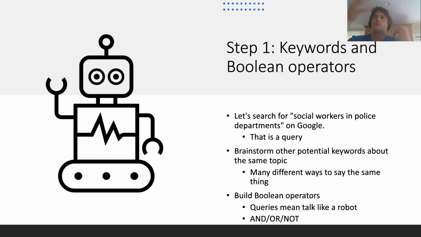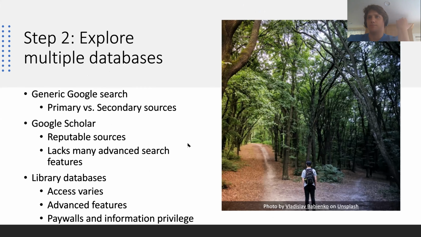So you might want to talk about social workers or child welfare workers or other different kinds of social workers, maybe clinical social workers. So "or" will make sure that your results talk about any one of those, not necessarily just one of them. "Not" also reduces the number of results, but that's pretty clear.